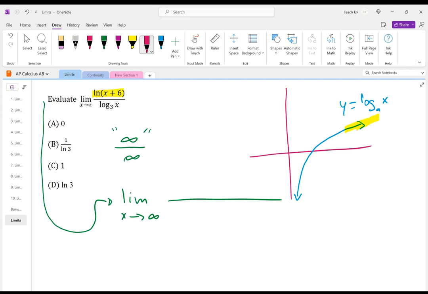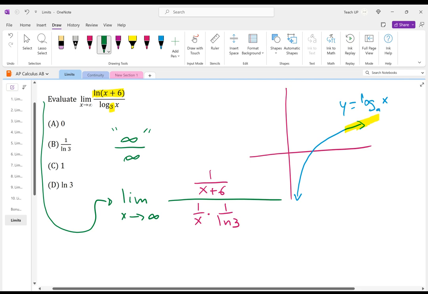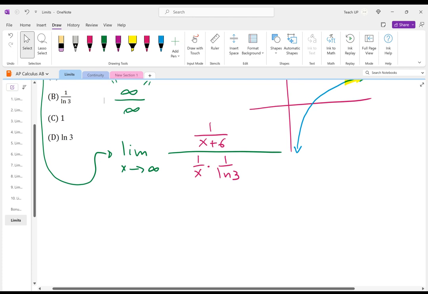Here, the numerator is going to have a derivative of 1 over x plus 6, and the denominator has a derivative of 1 over x times 1 over the natural log of 3, and that is because of this base of 3. So let's go ahead and simplify this. So I'm going to scroll down a little bit.